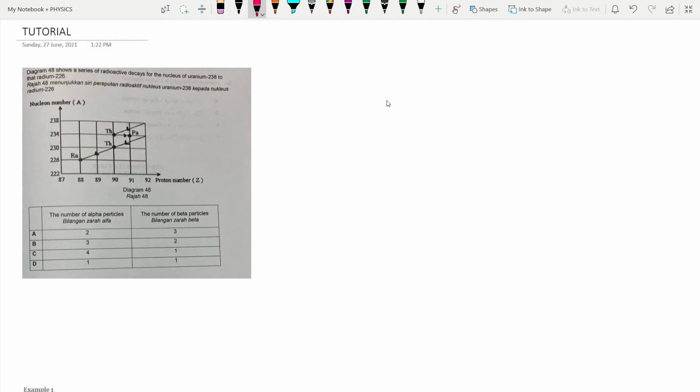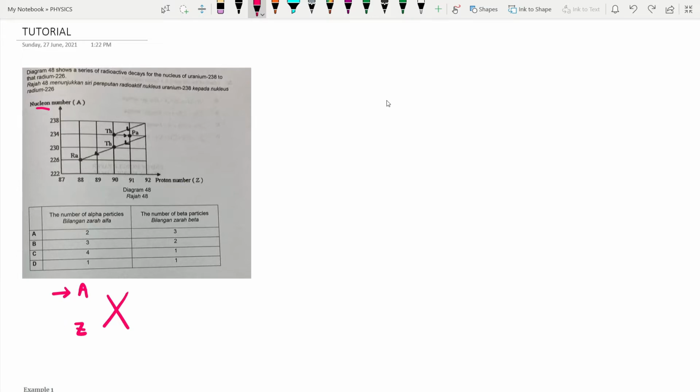Okay, so before kita buat soalan ni, ada beberapa benda yang cikgu nak revise sikit. The first thing is you have to know how to write symbol. For example, if we have an element X and then A and then Z. A ini mewakili nucleon number, kita dah sebut kat sini, dan Z ini adalah mewakili proton number.